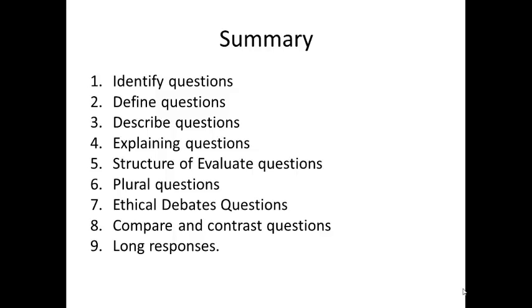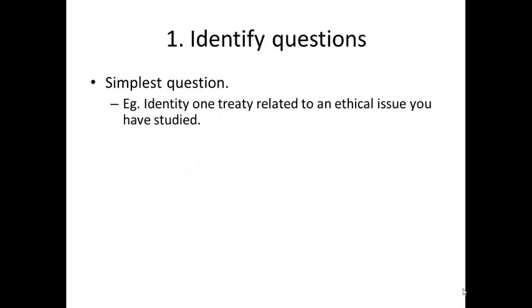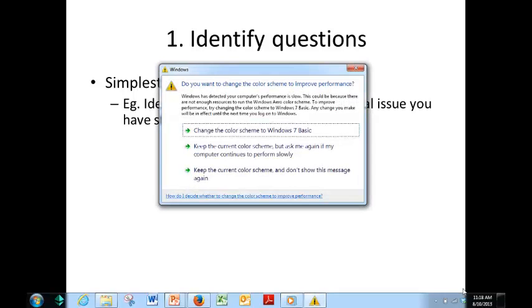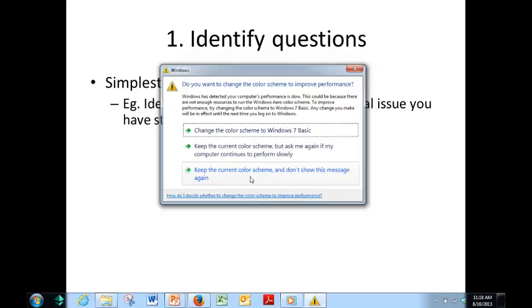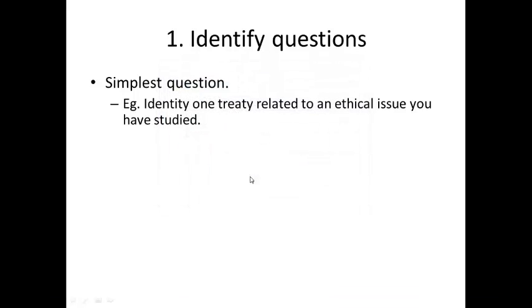This is on my classes already. Identify questions are by far the easiest. Here's an example of one that you had on yesterday's practice exam. Identify one treaty related to an ethical issue. Everyone got this mark. It's a 1-mark question. You can get a question which is identify one TNC you have studied. 1 mark. They throw in those easy questions because they want some people to still be able to get some marks. So this is by far the easiest. Just make sure that it matches with the question.